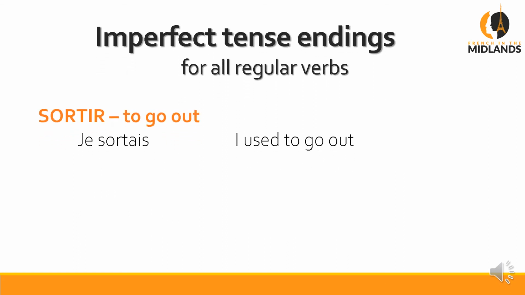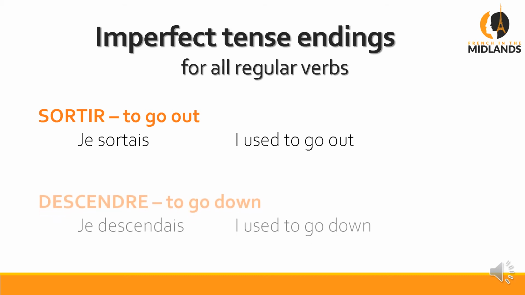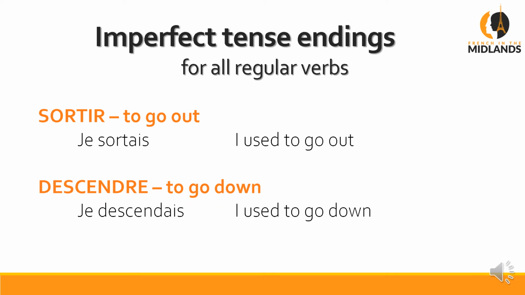Let's have a look at some more. We've just done ER, now let's do IR as in sortir. So sortir in the present tense, the nous form is nous sortons, S-O-R-T-O-N-S. Remove the O-N-S, stick A-I-S for je. Je sortais, I used to go out or I was going out. Same for descendre, to go down. Je descendais, I used to go down.